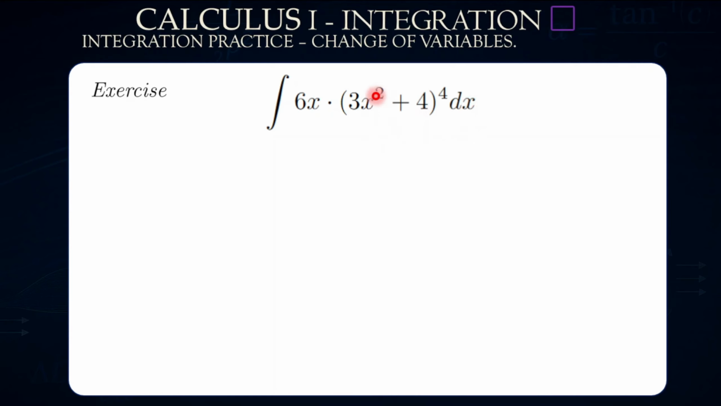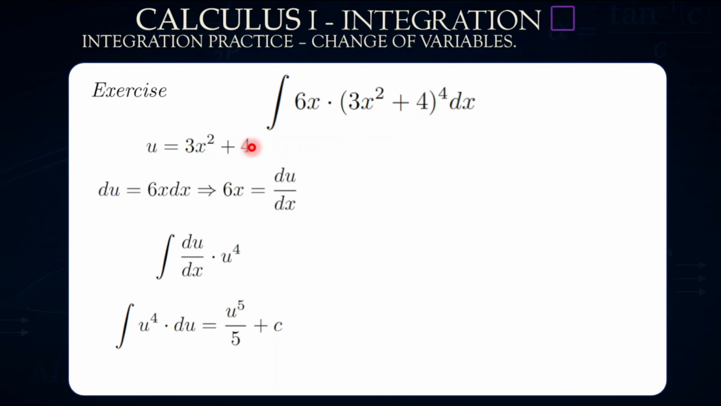And this would be u to the power of 4. So straightforward. u equals 3x² + 4, du equals 6x dx. Also 6x equals du divided by dx, and we replace 6x by du divided by dx. Remember, here you have a dx on the outside. Actually, the easiest thing to do is to simply remove 6x dx and replace them by du.